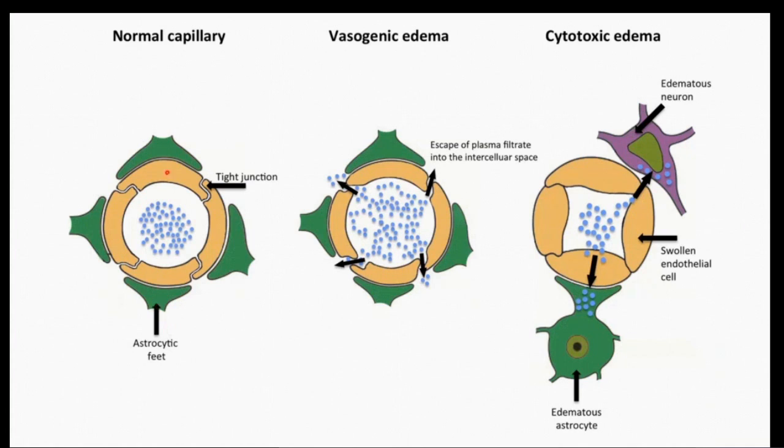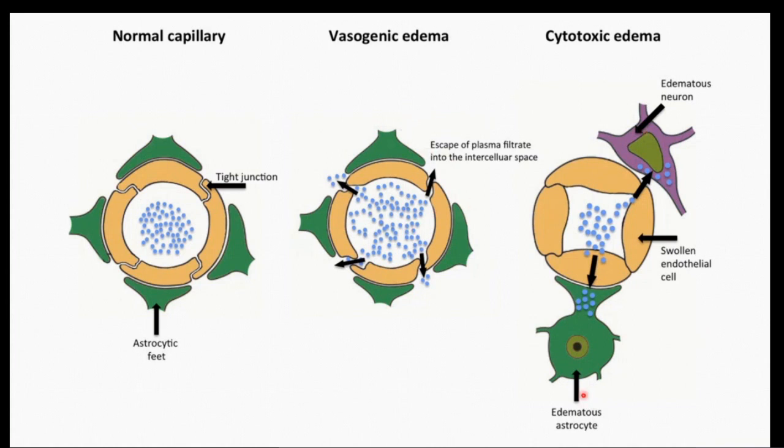So again, this is the tight junction, this is the endothelium, these are astrocytes, and these are tight junctions, and this is the plasma inside. We don't have leakage from here in the normal capillary. What happens in vasogenic edema, there will be an increase in the distance between the tight junctions, and the plasma filtrate will escape into the intercellular spaces, causing the hypodensities that we've just seen on the CT scan.